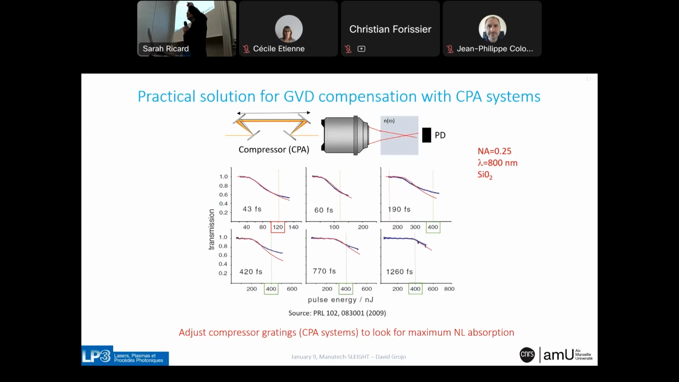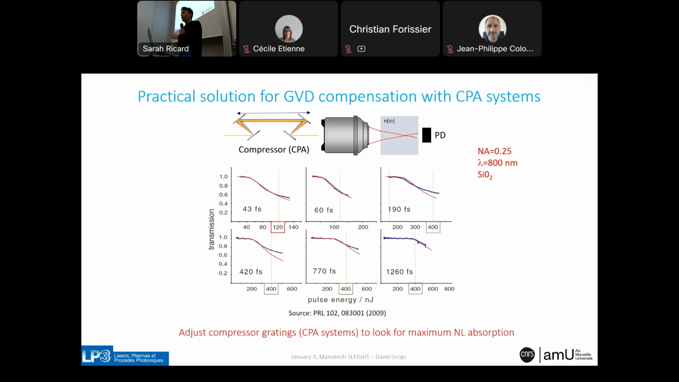Less transmission I find, more nonlinear absorption I have, which means that my pulse becomes shorter. So if I minimize the transmission level with a simple photodiode, moving the grating to adjust the GVD, I can make sure that I perform my experiment with the shortest possible pulse.